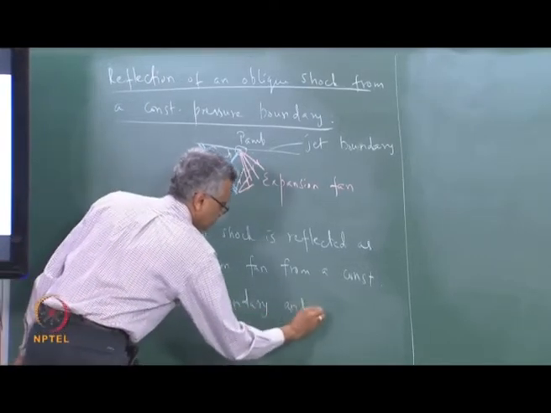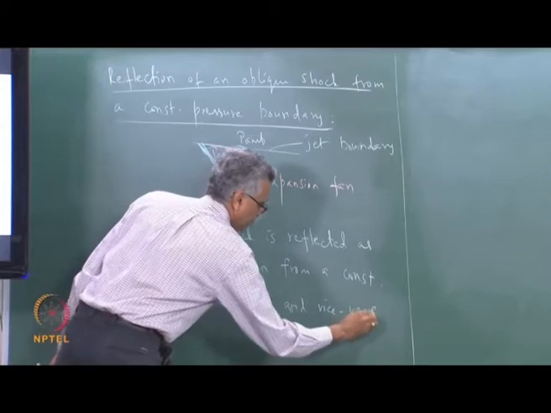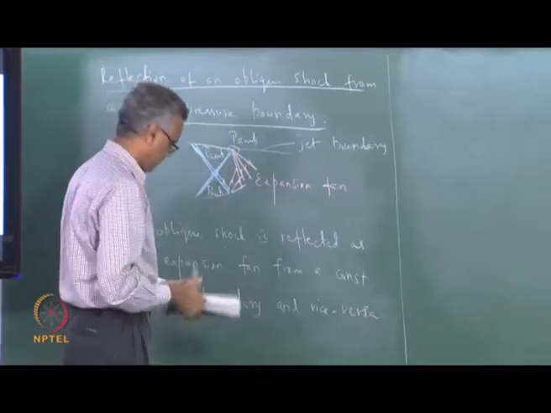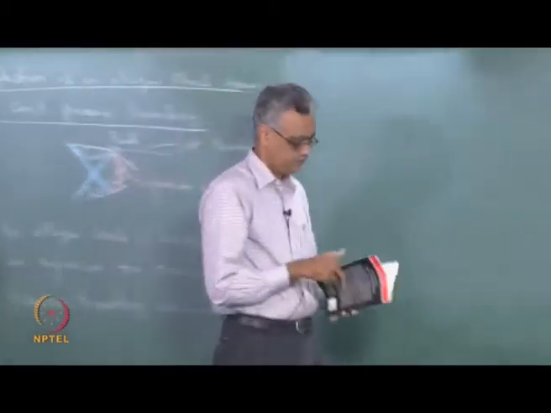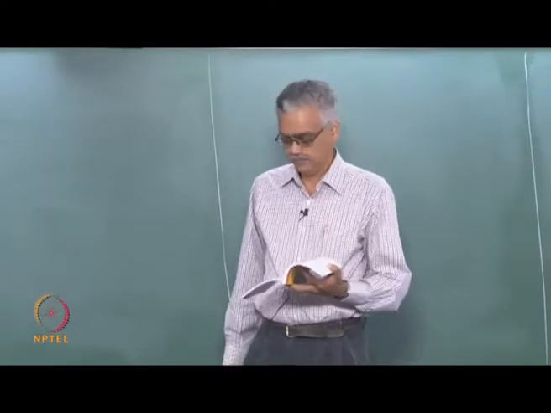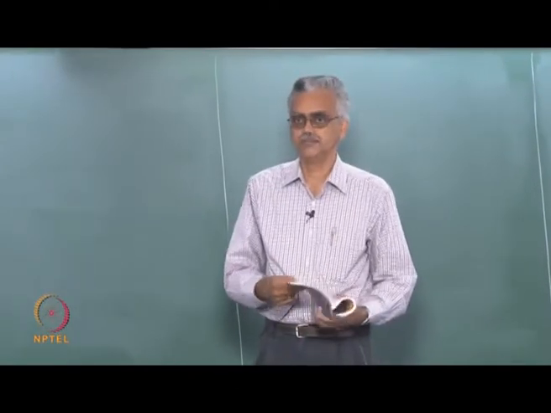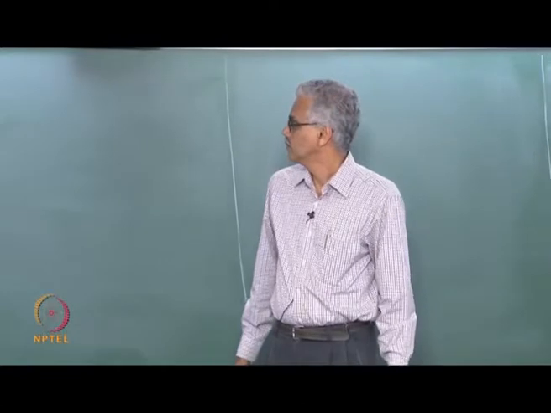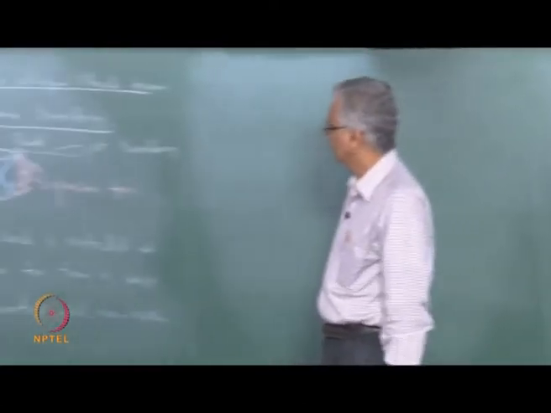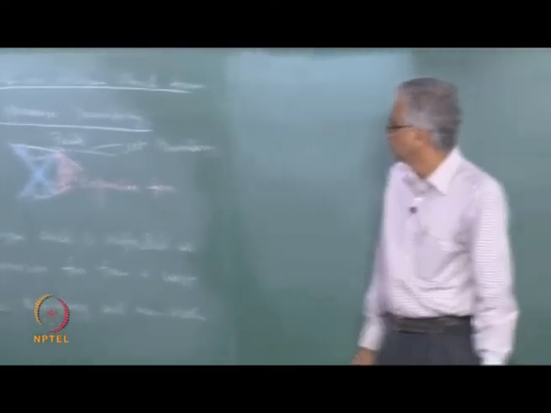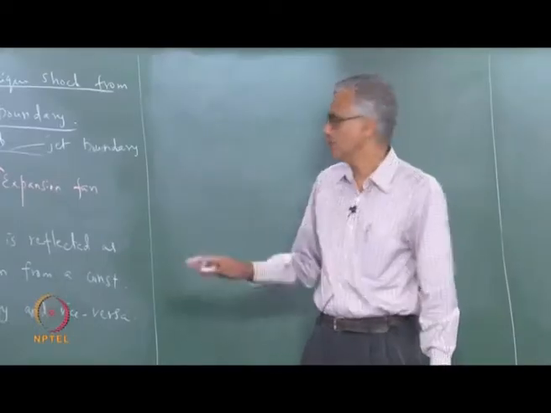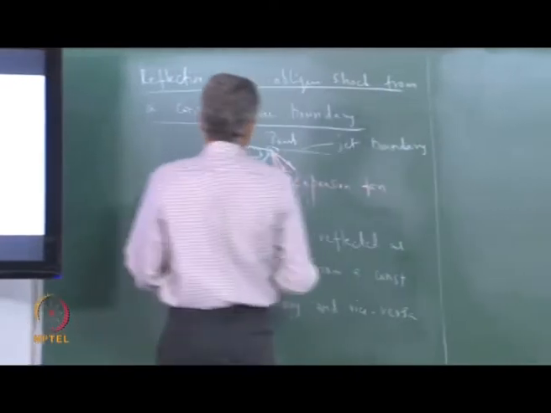And vice versa. So, yeah, this will change flow direction also then. Which one? Expansion fan. The flow won't be parallel to the axis then. No, the flow will not be parallel to the axis. The flow is now going to be deflected away from the wave.